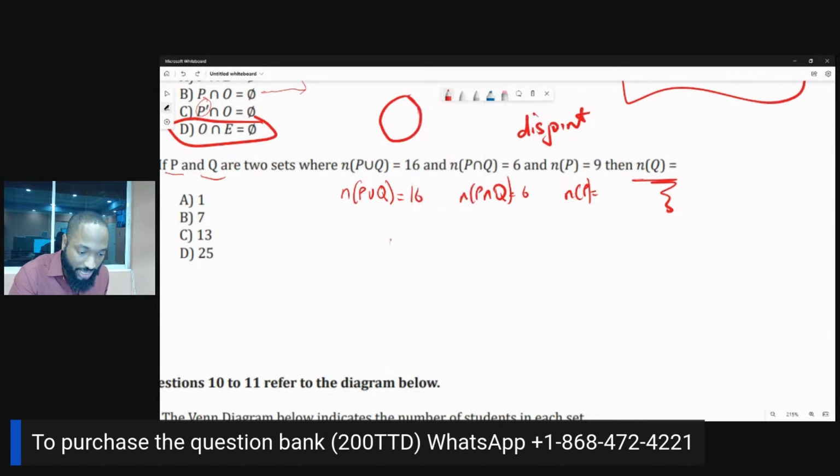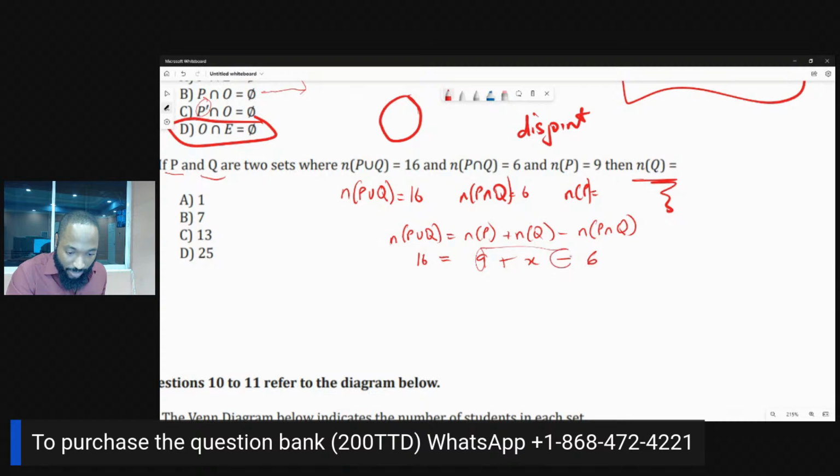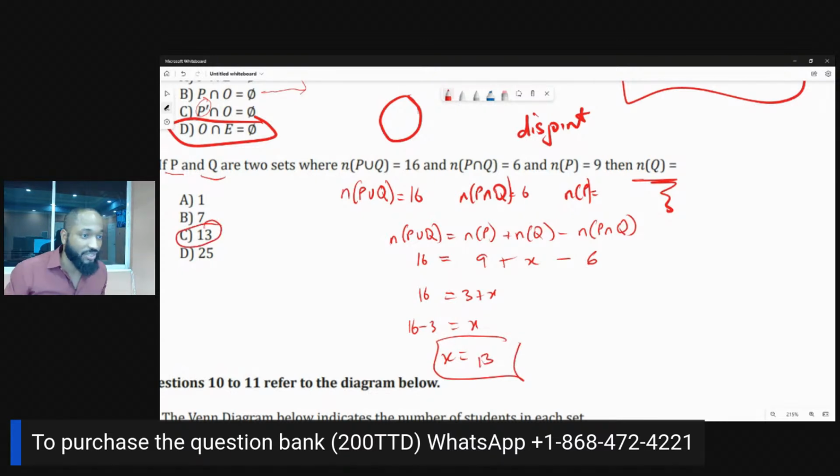watch this. Pay attention, guys. The number of elements in P or Q is equal to the number of elements in P plus the number of elements in Q minus the number of elements in P and Q. That's good. So I just put in 16 is equal to P is 9 plus Q. That's what I'm trying to find. So let's call that X, minus the intersection, which is 6. 9 minus 6 is 3, plus X is equal to 16. Bring across the positive, 3 turns negative. 16 minus 3 is equal to X. So X is equal to 13. C is the answer for this question.